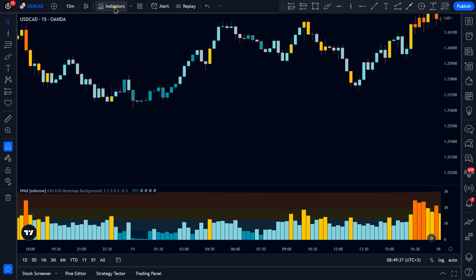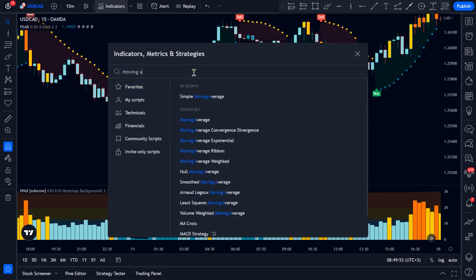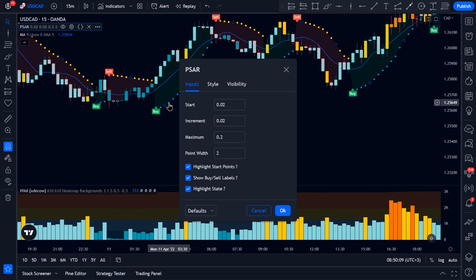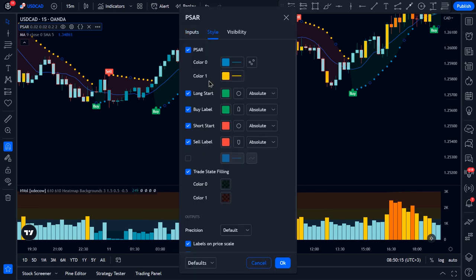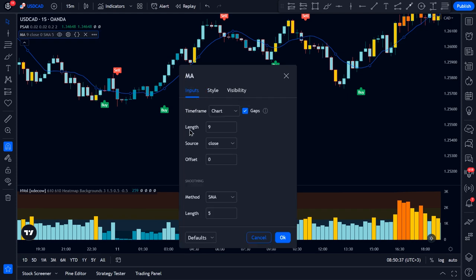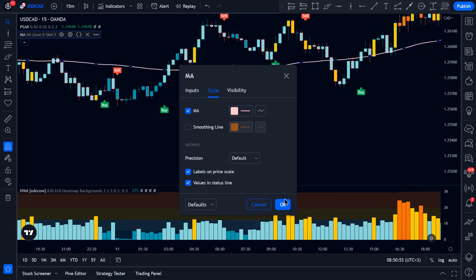On the Indicators tab, type in Parabolic SAR. Select this one by Everget. Then type in Moving Average and select this one that's under Technicals. Then double-click on the Parabolic SAR indicator to change the settings. On the Style tab, uncheck this PSAR option as well as this Trade State Filling option, and then click OK. Then you're going to double-click on the Moving Average. On the Inputs tab, change the length to 60. Then on the Style tab, change the color to whatever you want, and then click OK.